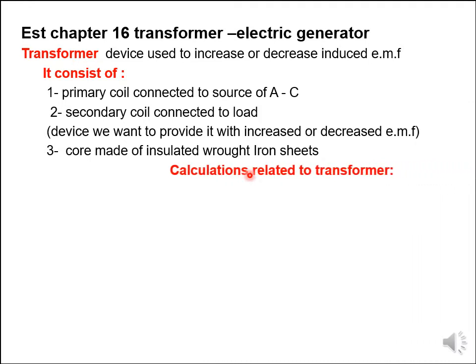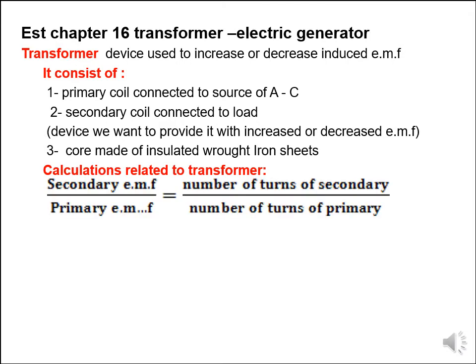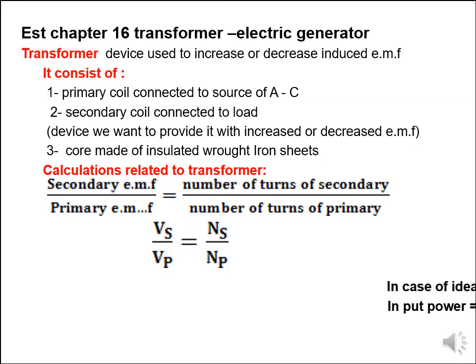Calculations related to transformer. First, the secondary EMF, meaning the potential difference between the ends of the secondary coil, over the primary EMF, meaning the potential difference between the ends of the primary coil, equals the number of turns of the secondary coil over the number of turns of the primary coil.